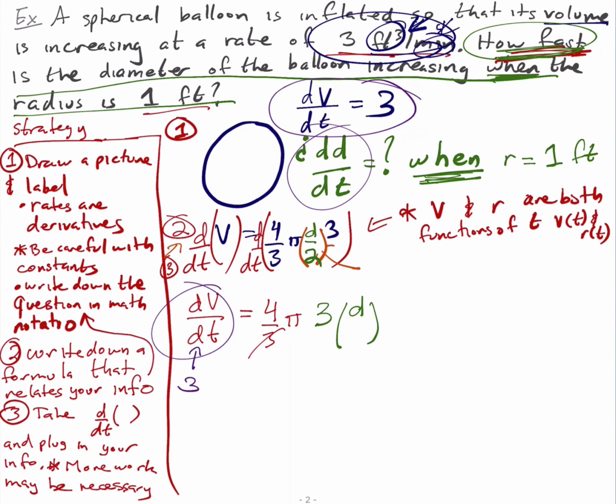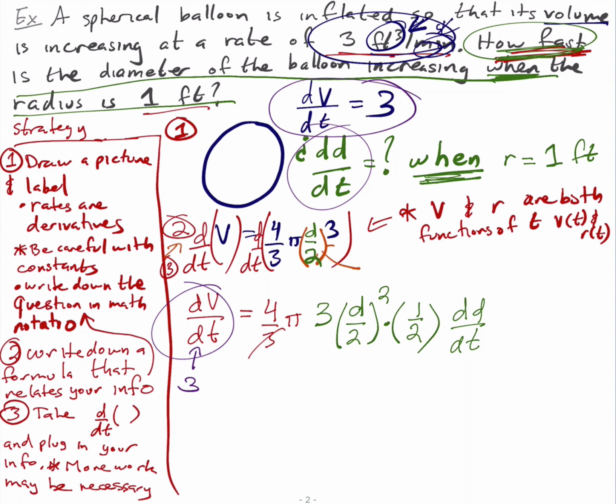What's the derivative of (d over 2) cubed? 3 times what? (d over 2) squared. Yep. Times the derivative of d over 2, which is 1/2. Good. Derivative of d with respect to t. Yep.